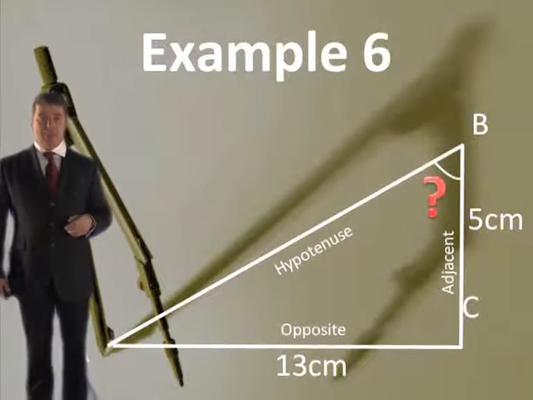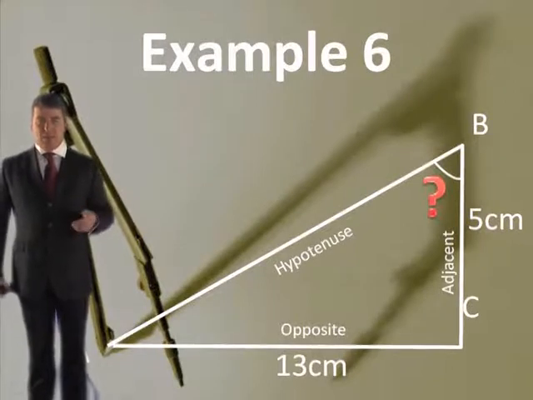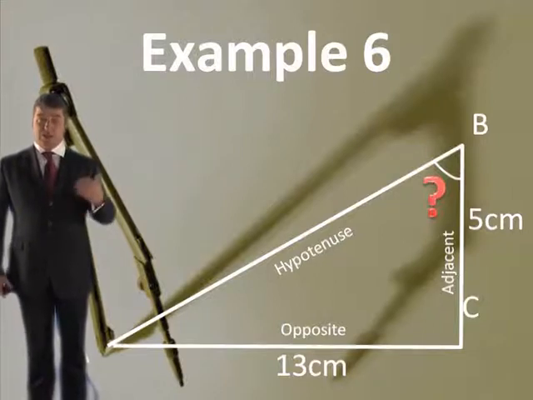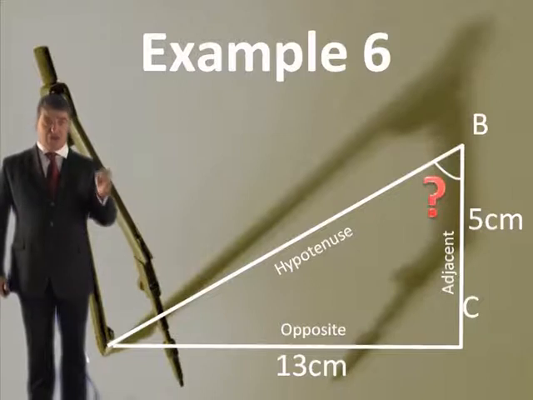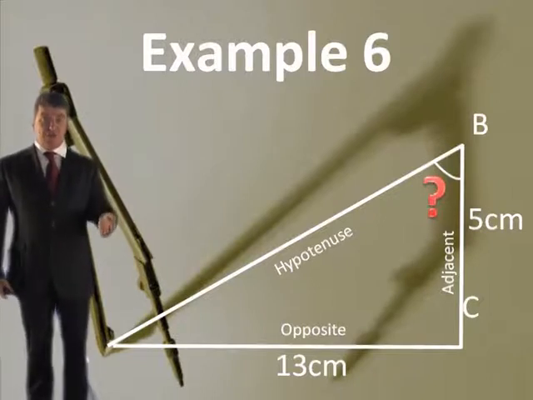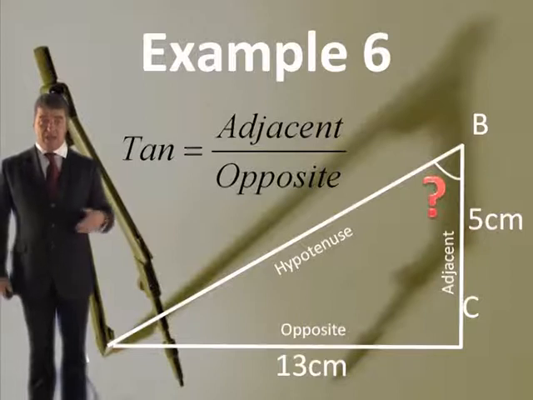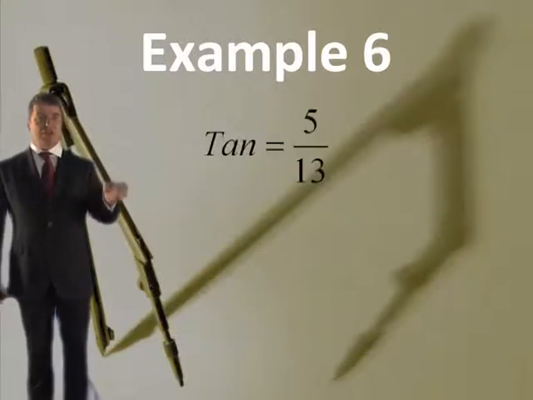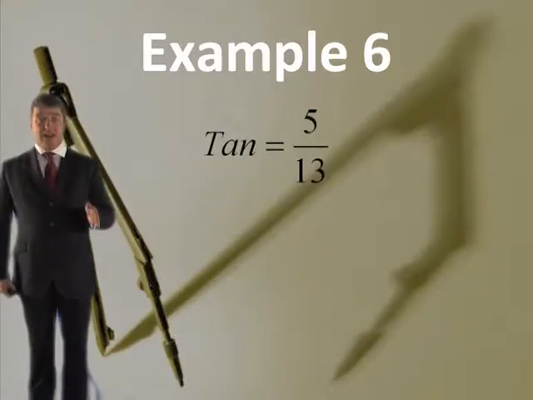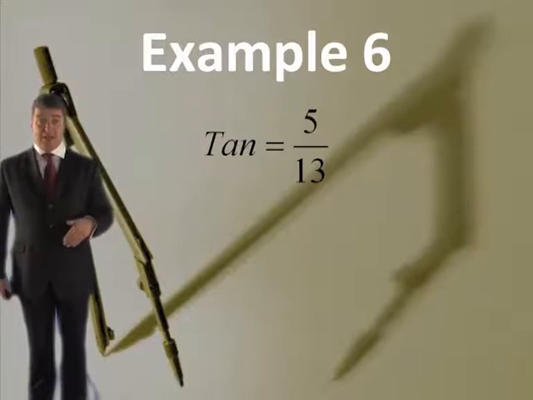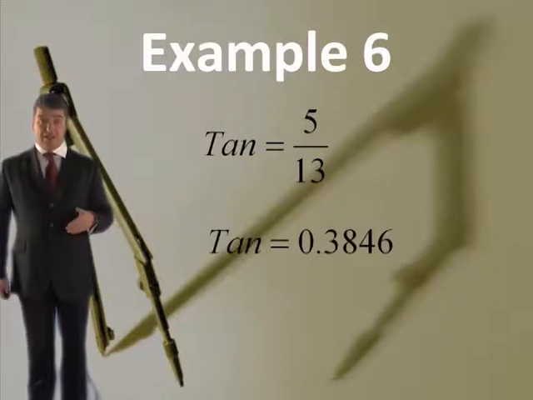Let's have an example. Determine the angle at point B when you know that BC is 5 centimetres and AC is 13 centimetres. So looking at the SOHCAHTOA rule, we know the opposite and the adjacent. Which function do we know that's got the opposite and the adjacent? Well, in SOHCAHTOA, it's the tangent. So the tangent equals the opposite divided by the adjacent. So we know the tangent of the angle equals 5 divided by 13, which is 0.3846.